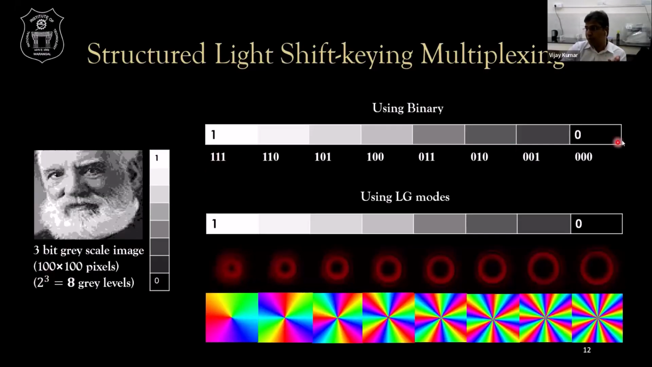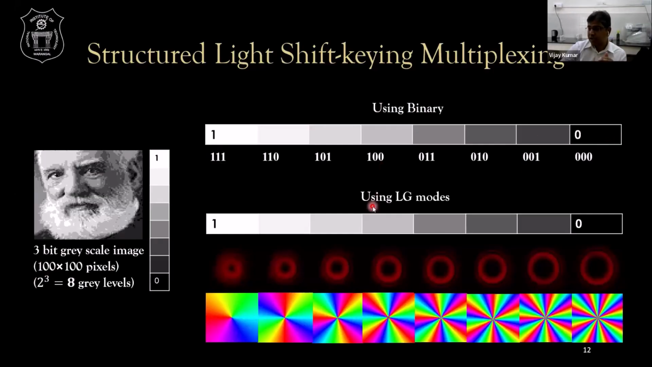Then in the encoding scheme, the black, which is the total, I can assign to 0, 0, 0, and the completely white will be nothing but 1, 1, 1, and the in-between values will have corresponding values. So this is the conventional way of doing it using binary.